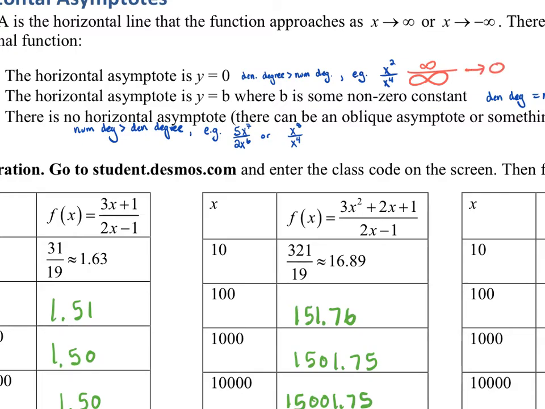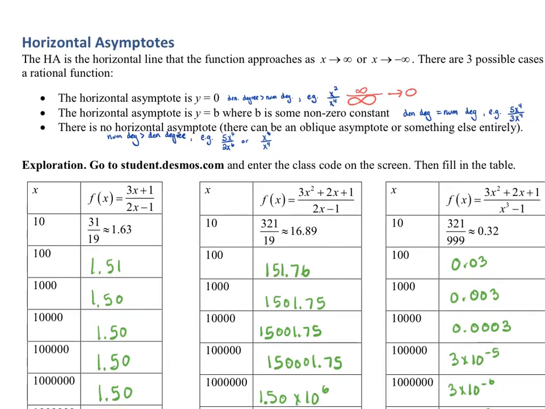And that bottom goes to infinity so much faster that it pulls this whole ratio down to 0. Now the next case is that there's a horizontal asymptote y equals b, where b is some non-zero constant. This will happen, as we saw in example 3, when the numerator and denominator have the same degree. So if I had 5x to the 4th over 3x to the 4th, 5/3 would be my horizontal asymptote.